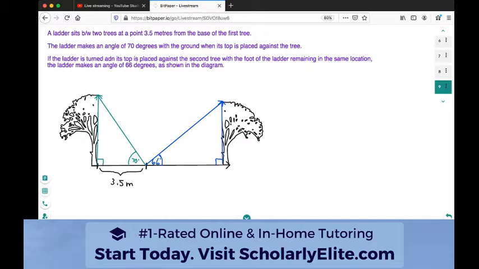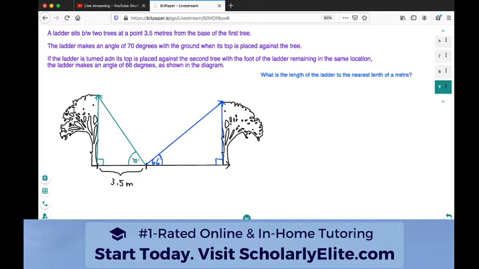Okay. So the first part of this question is going to ask: what is the length of the ladder to the nearest tenth of a meter? Alrighty, you guys. So, let's go ahead and solve for that.